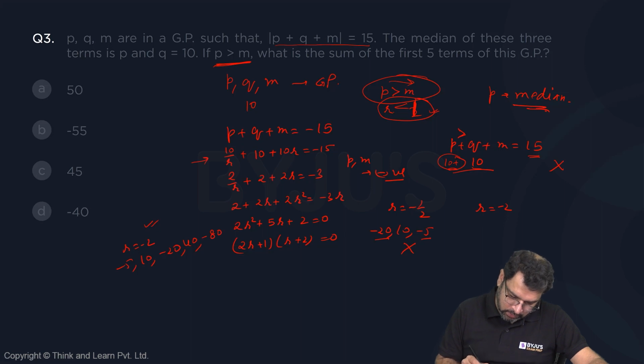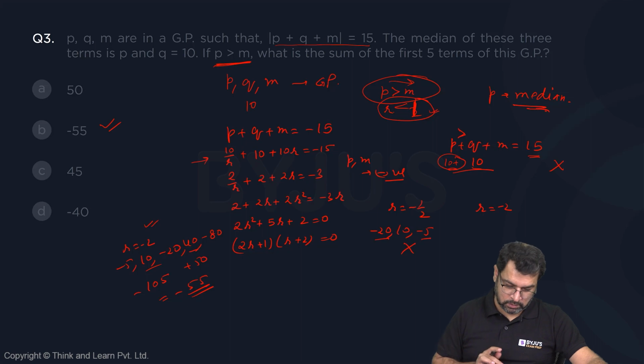You need to add it. Plus is 50, minus is 105, so it gives you minus 55. That is option B. Clear? I hope it is clear, right? Okay.